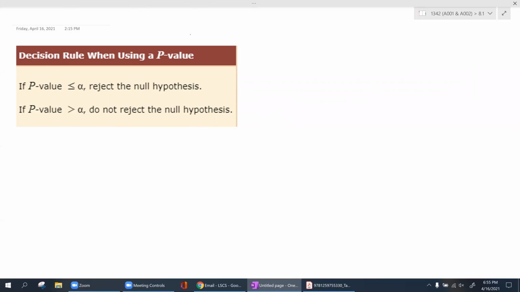All right. So you're going to be given an alpha value, and you're going to do some work to find a p-value, all right? And comparing both of these is going to tell us a lot. If your p-value, a numerical value, is less than or equal to an alpha that's going to be given to you, you're going to reject the null hypothesis. And in the other case, if it's greater than alpha, you fail to reject the null hypothesis, or in other words, you do not reject the null hypothesis.